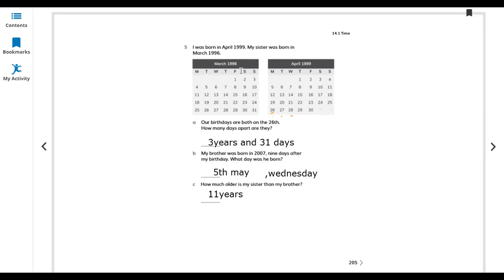Again, simple. She was born in 1996 and the brother was born in 2007. So 2007 minus 1996. So you can get the answer easily. 7 minus 6, 1, and 200 minus 199. So it's 11. 200 minus 199, only 1. So 11 years. Otherwise, you can simply take carry 1 from here to here, as you want. But the simple 200 minus 199, it's coming 1. So it's 11 years.